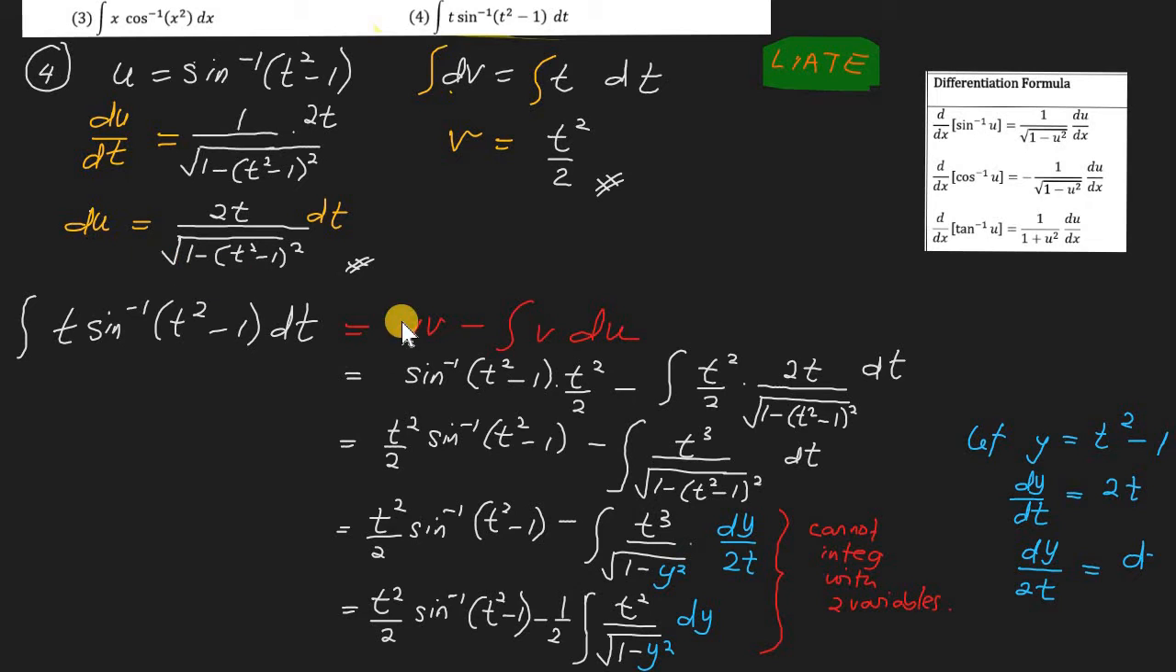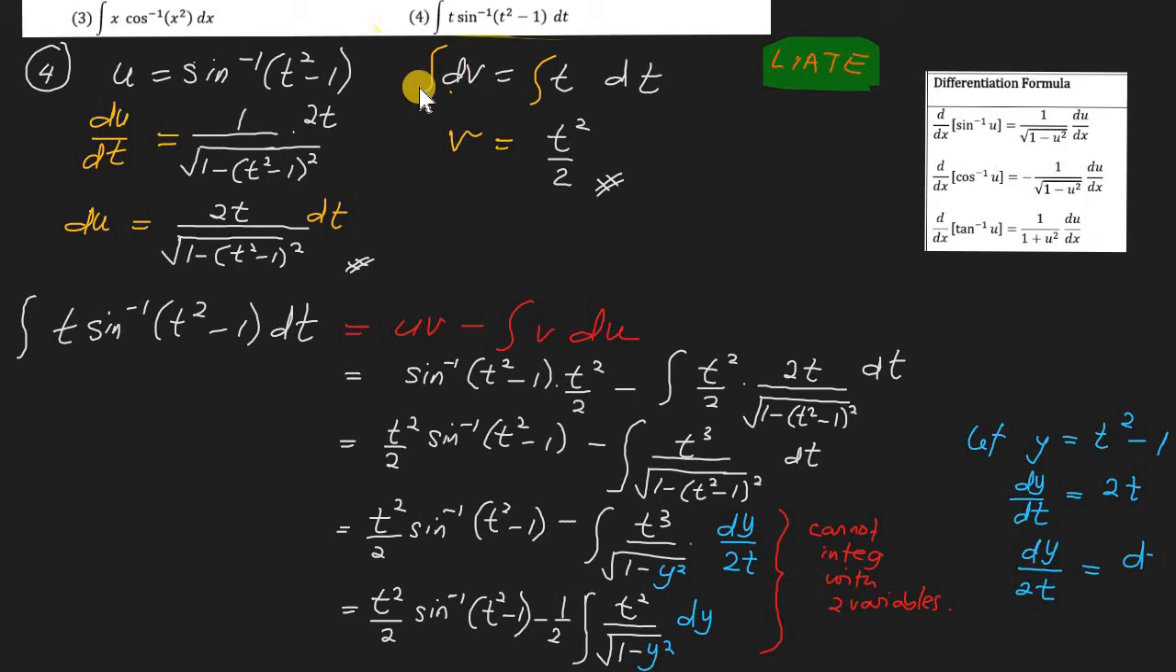Then to use this formula, integration by parts, to get to that du, we need to differentiate. And here, how do we differentiate that? We look into the formula list, such as this one. The derivative of inverse sine is 1 over square root of 1 minus u squared. Our u is t squared minus 1. We need to differentiate further the t squared minus 1, which is 2t. Alright, so that is the du.